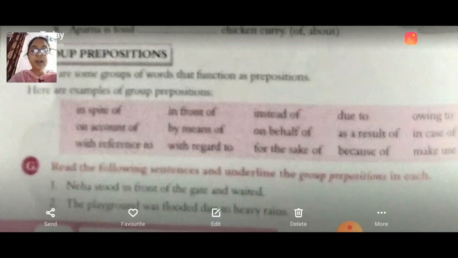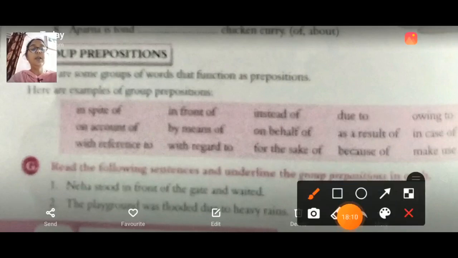Neha stood in front of the gate and waited. Now here we are going to write in front of. Now the next one, the playground was flooded due to heavy rain. So due to is a group preposition. So completed. Now we are moving to the next page, that is 107.